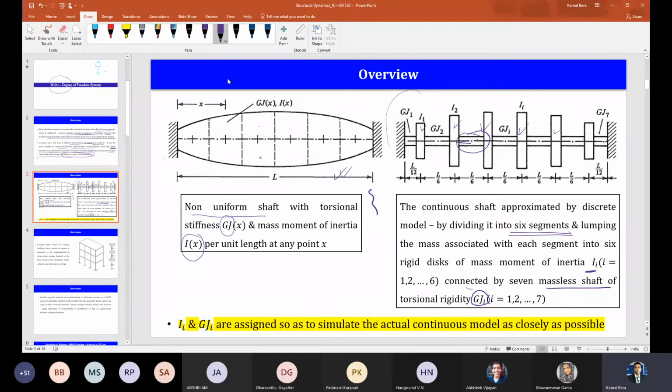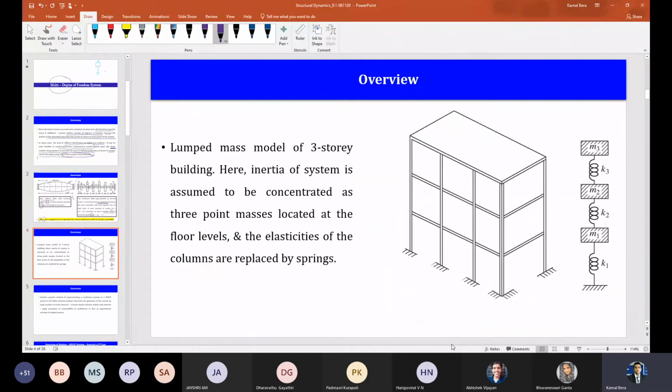You understood it? So I have to choose these parameters in such a manner that it simulates the actual continuous model as closely as possible. Obviously, you will not get the exact thing, right? But it should represent the actual continuous model as closely as possible. Another idealization is like this.